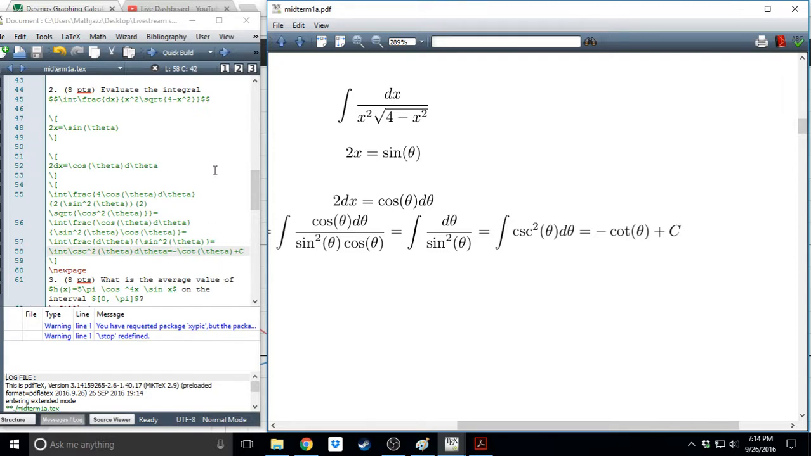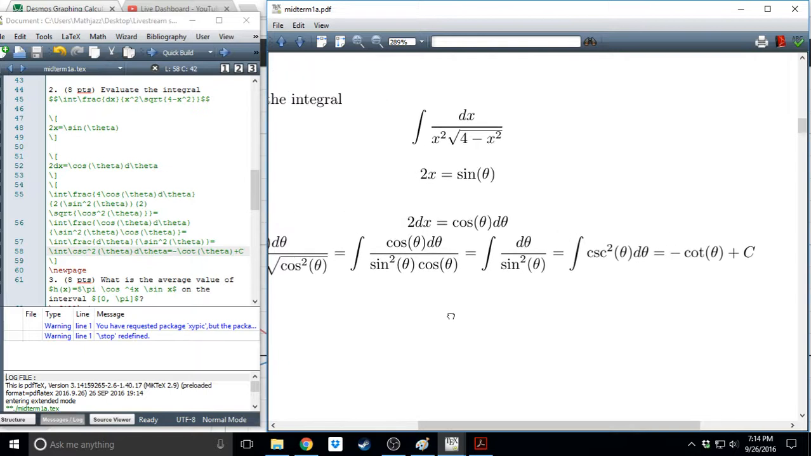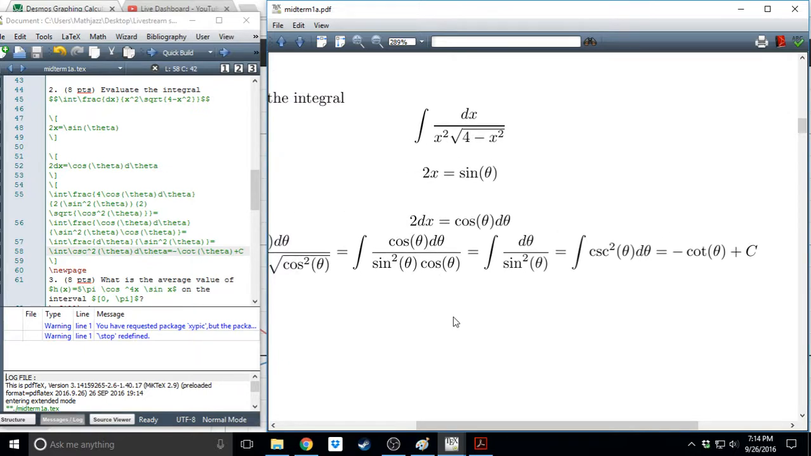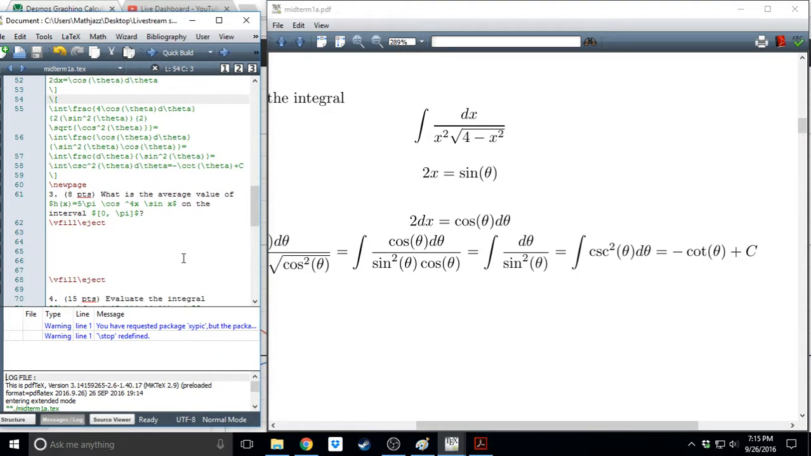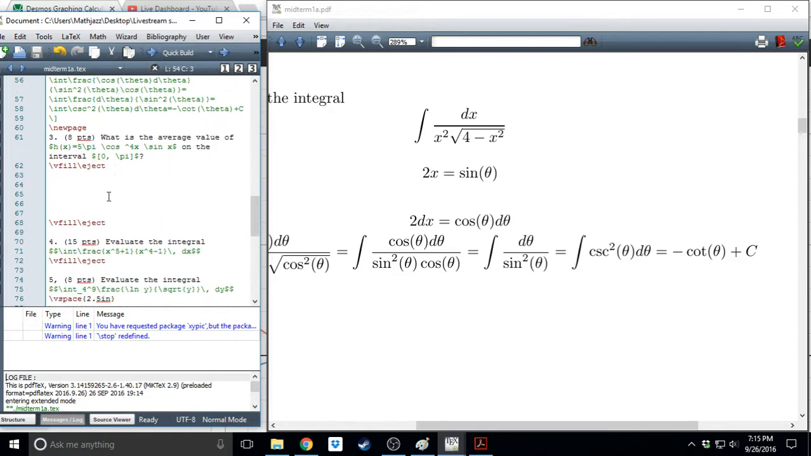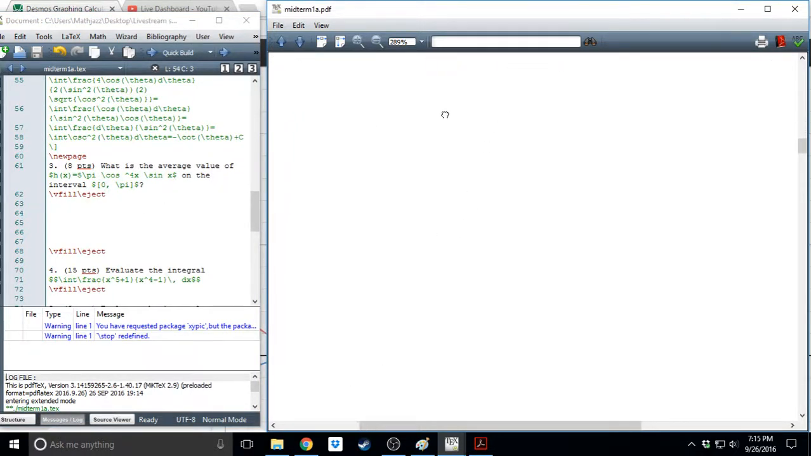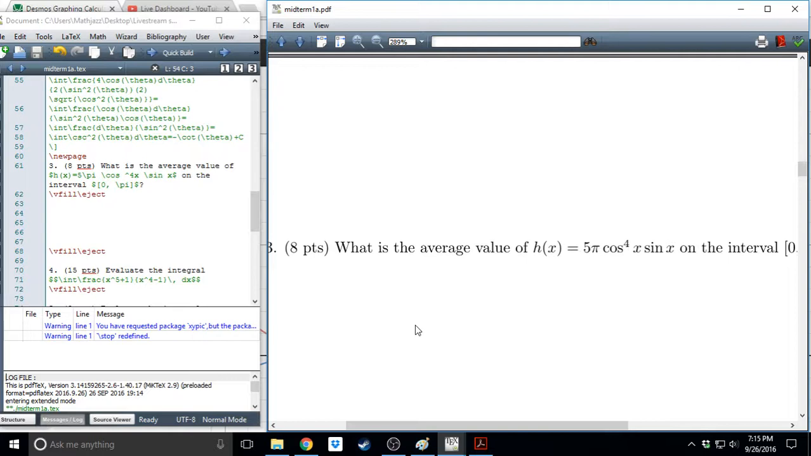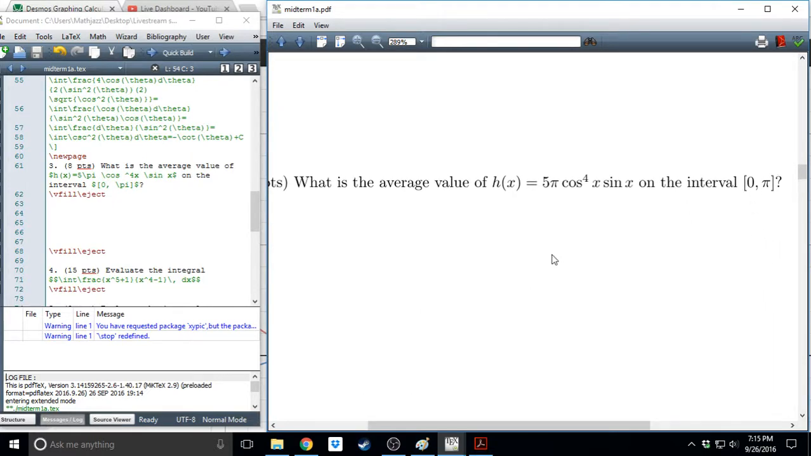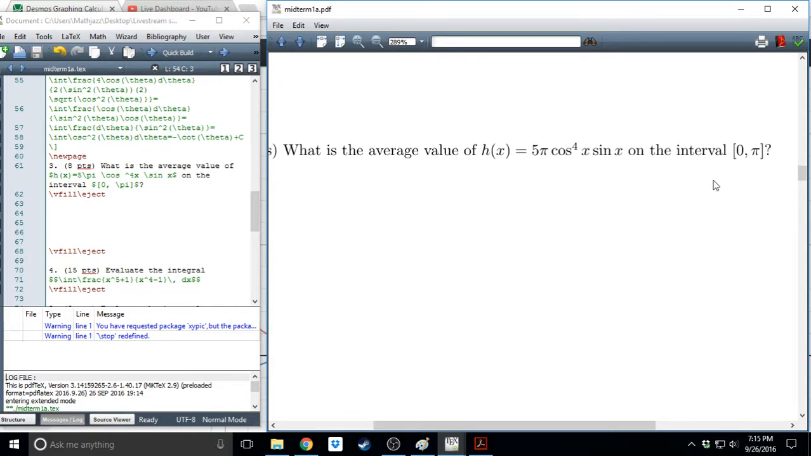So that's pretty easy. I mean, there could be much worse trig substitutions out there, but this one was pretty nice. Okay, so let's look at the next question. Next question is, what is the average value of h of x when h of x is equal to 5 pi cosine to the fourth x sine x on the interval 0 to pi?